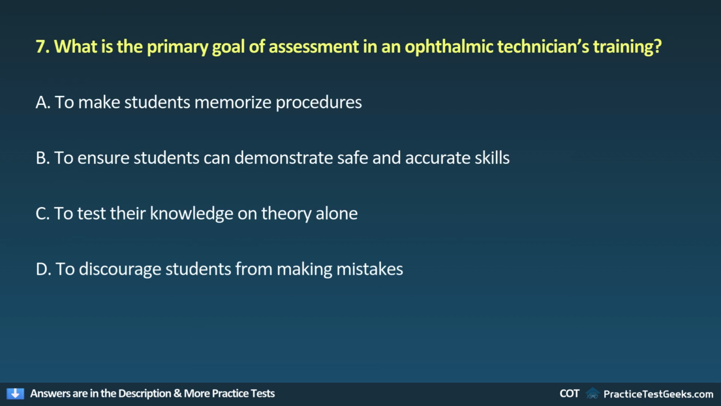7. What is the primary goal of assessment in an ophthalmic technician's training? A. To make students memorize procedures. B. To ensure students can demonstrate safe and accurate skills. C. To test their knowledge on theory alone. D. To discourage students from making mistakes.